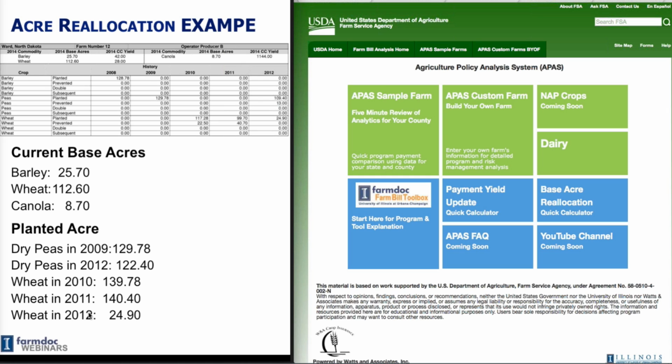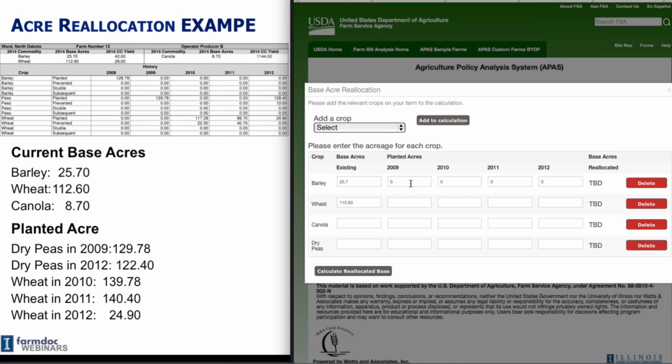Wheat, 2010, 2011, and 2012: the 139.7 acres of wheat in 2010 is 117.28 plus 22.5 to come up with that total. Same way with wheat in 2011, wheat in 2012. So prevented planted and double-cropped acres enter into the calculations of acres used in these allocations. And I am now going to go into our base acre allocation tool and show you how we could do these calculations here.